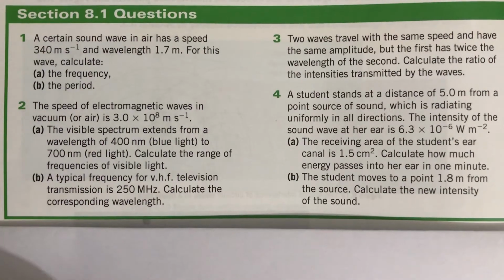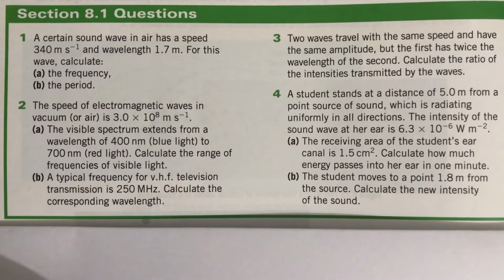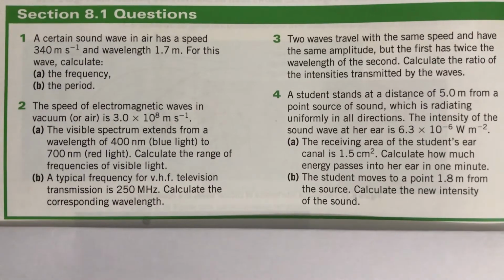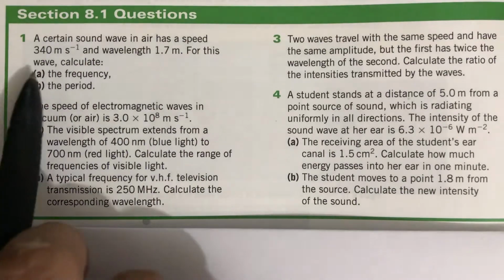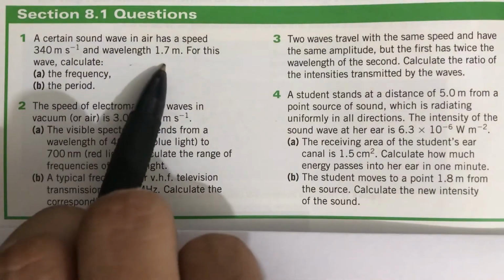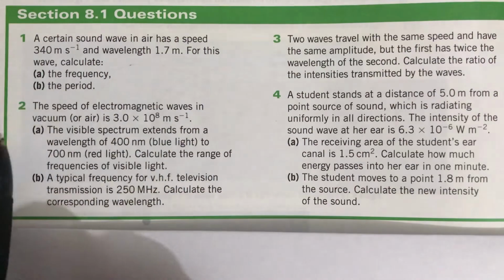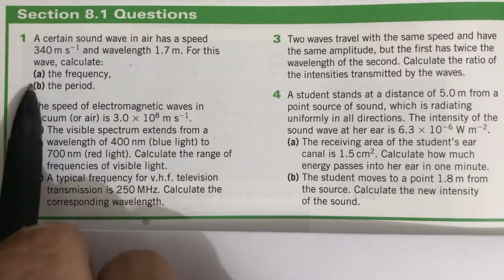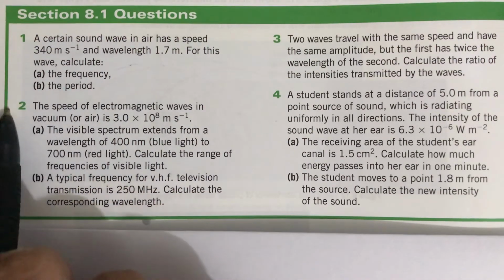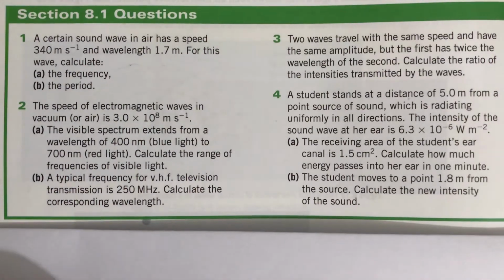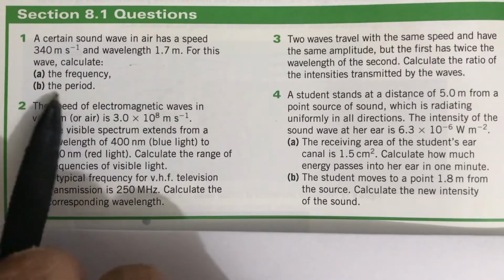Okay, let me start from number one. Number one, a certain sound wave in air has speed 340 meters per second and wavelength 1.7 meters. For this wave, calculate the first question, the frequency, and the second question, the period.